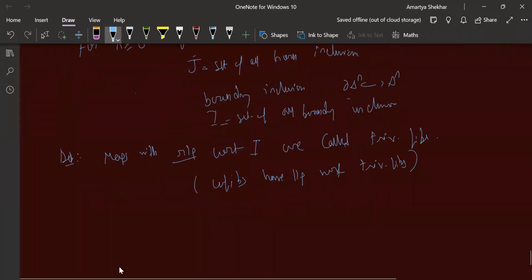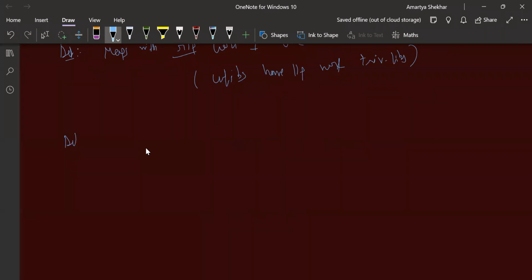So now let me define a fibration. A map is a fibration if it has the right lifting property with respect to J. I think I'm going to draw this, although I don't need to.